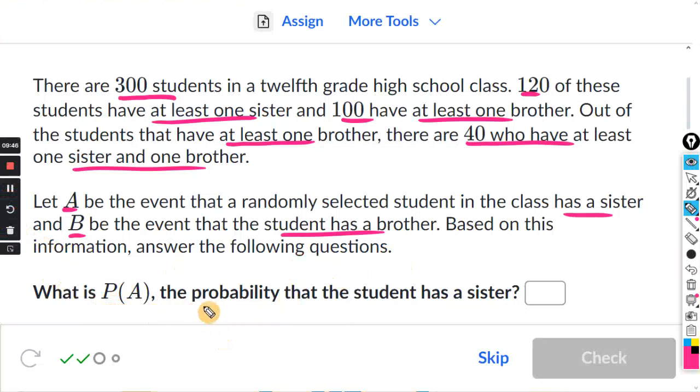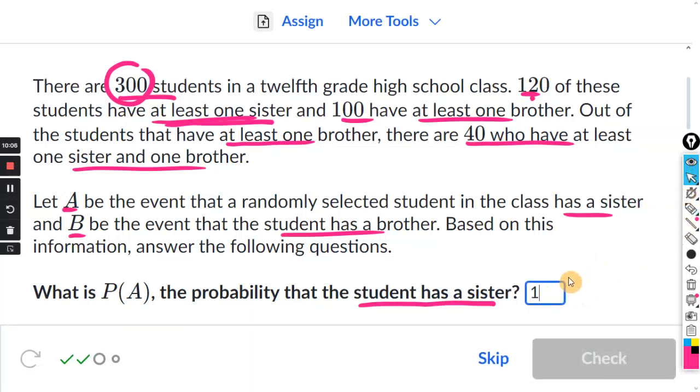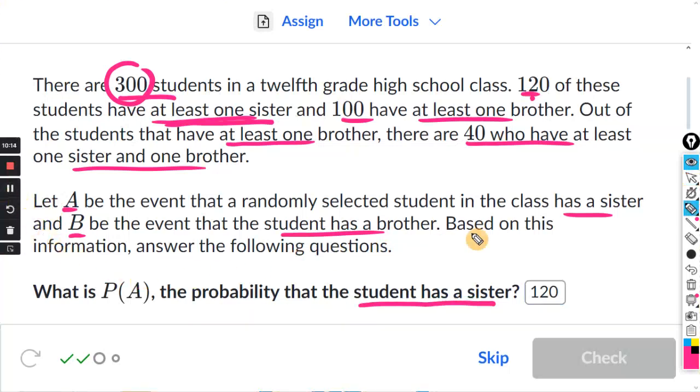All right, what's the probability of A, that the student has a sister? That's pretty easy. How many of them had a sister? Well, it says 120 had at least one sister, and that is out of a total of 300. So it's just going to be 120 out of 300. Let me see if it helps to reduce. Okay, it might be better to reduce.